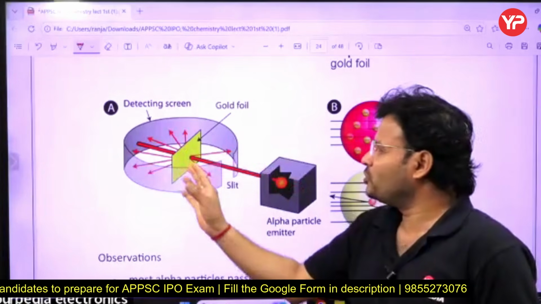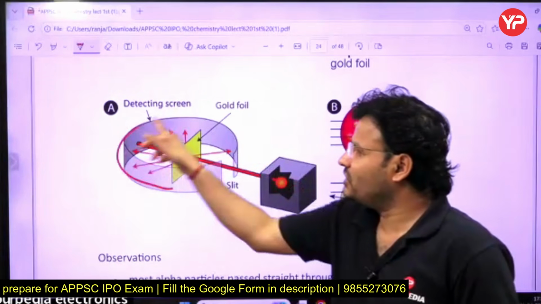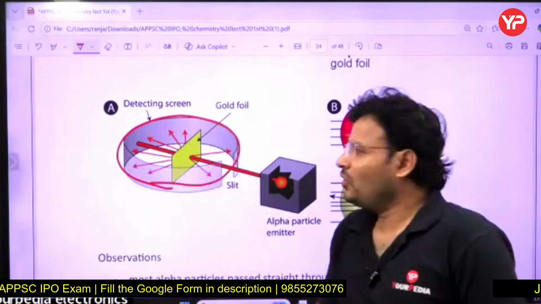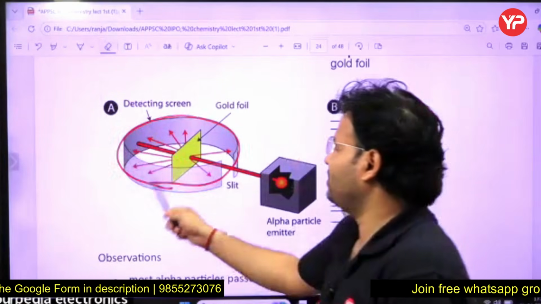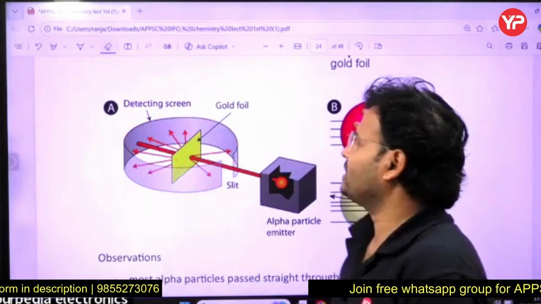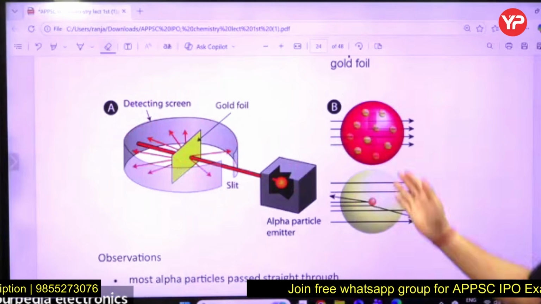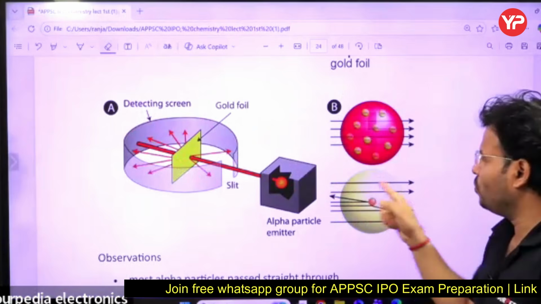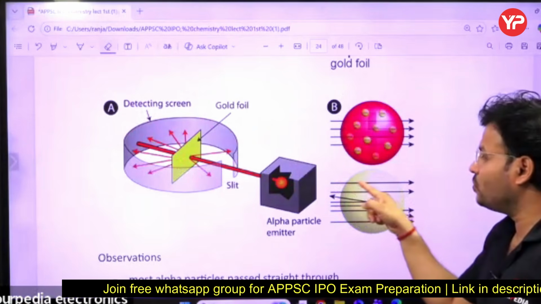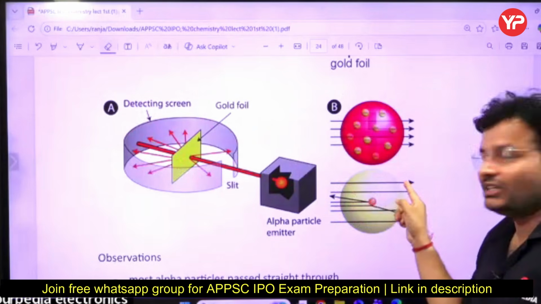Suppose this is one of your atoms. On that atom, an alpha particle has been projected. After that, here we can see different things. If the alpha particle goes through, you can see these rays are not reflected.